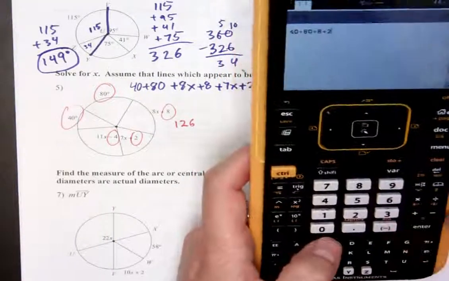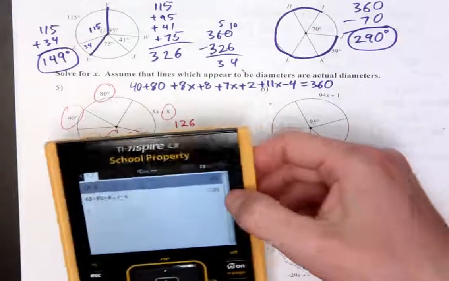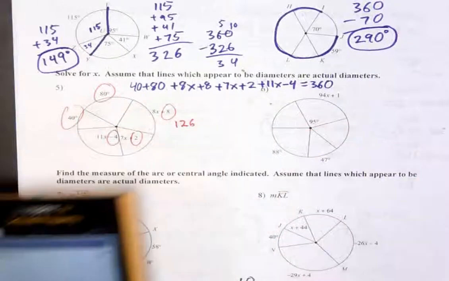Miss, will there be a calculator on the test? Yes, you'll be allowed to use a calculator. It's 126. Maybe I doubt myself.